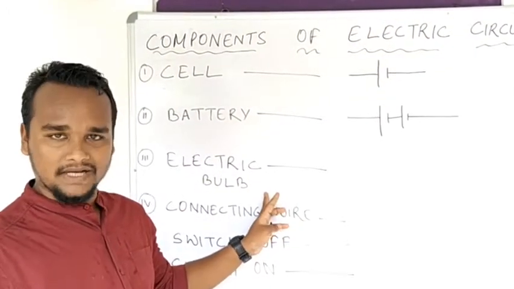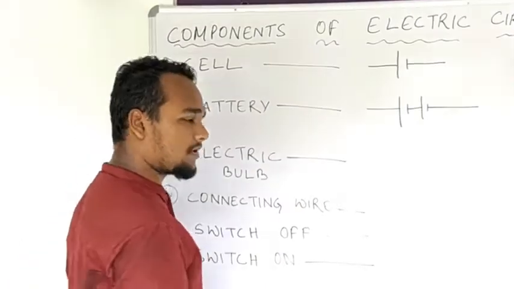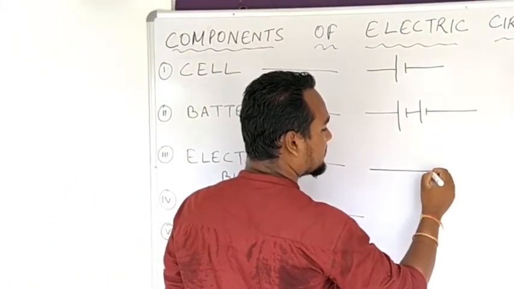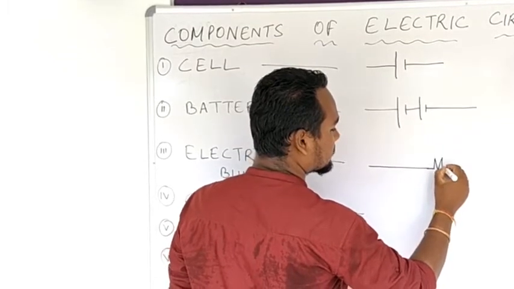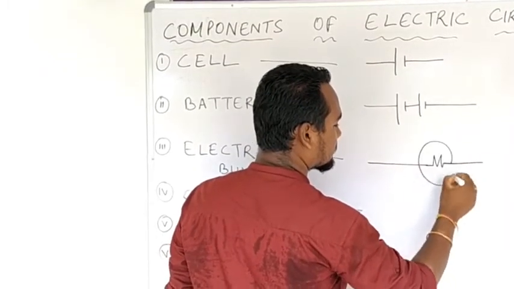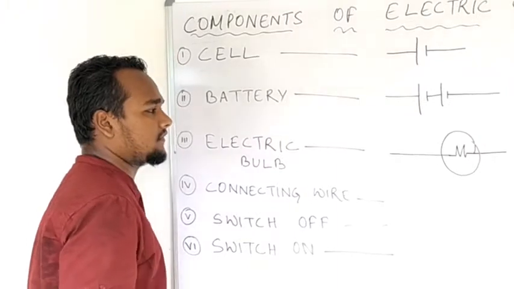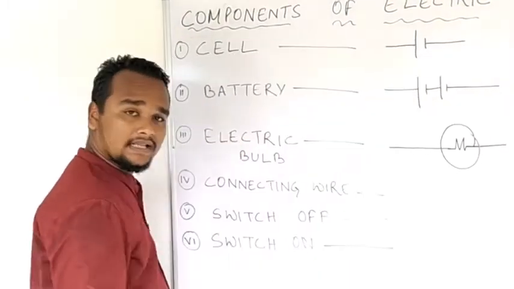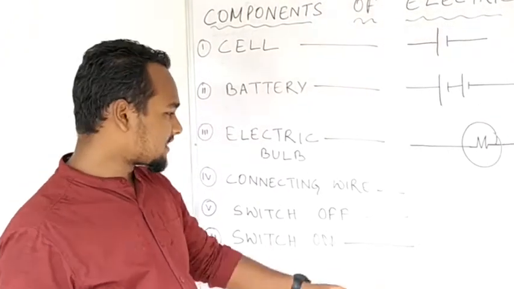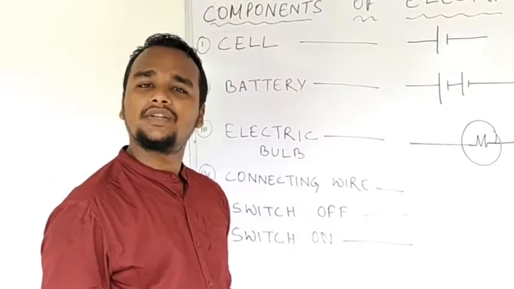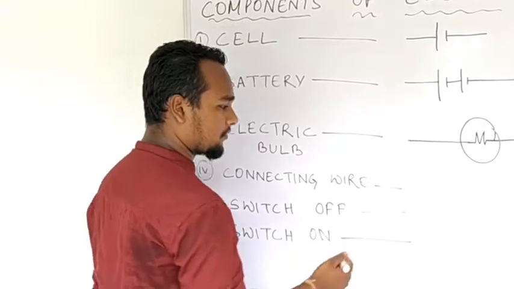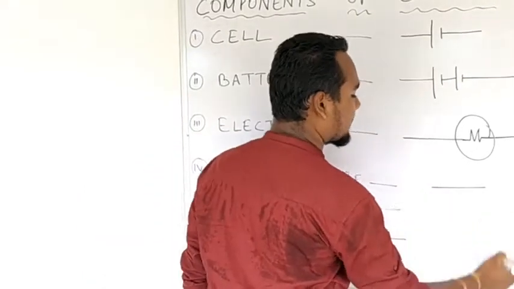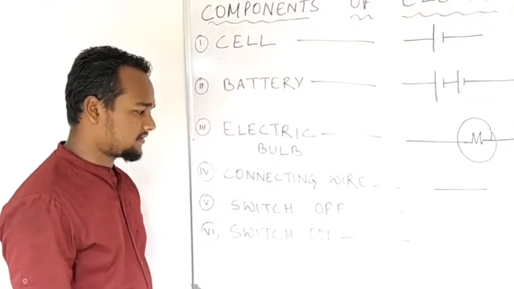The next one is the electric bulb. I hope you all know about it. So how do we denote the electric bulb? This is the electric bulb. The next one is the connecting wire. What is the connecting wire? It is the path through which the electric current flows. How do we denote a connecting wire? Usually by a straight line.